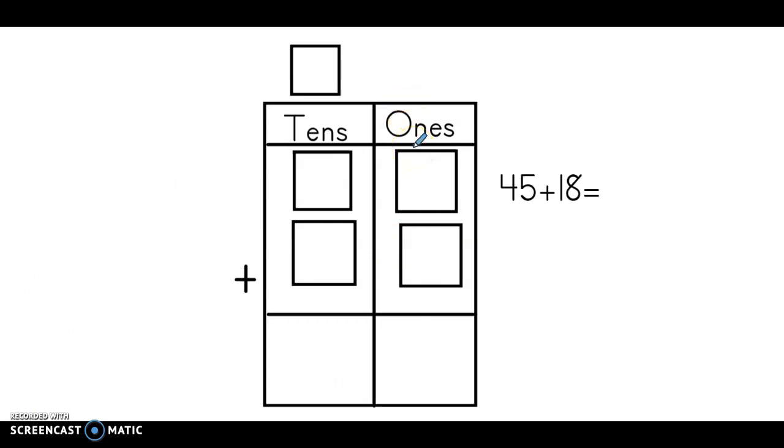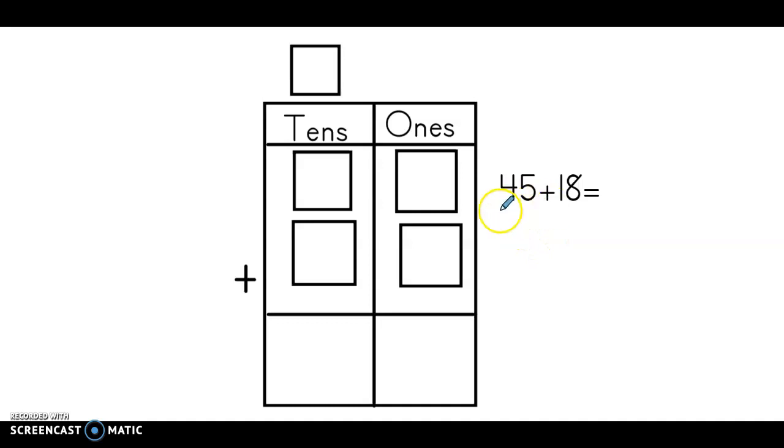I know I just said goodbye, but I wanted to show you one more quick thing before you go and complete your activity. If you are adding two-digit numbers, I just wanted to show you really quickly how to put that into the work mat and solve that problem. So here we have 45 plus 18.